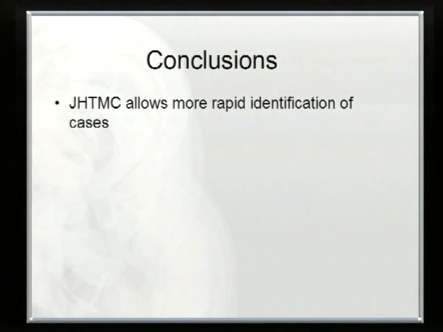So to wrap up, and in conclusion, I think that a model like the Transverse Myelitis Center at Johns Hopkins allows more rapid identification of cases of children with a rare disorder. It gives us the ability to look at a larger group of children with a rare disorder, and to make statements about how they do as a whole, and perhaps follow trends in terms of do they recover differently as we employ different kinds of interventions.